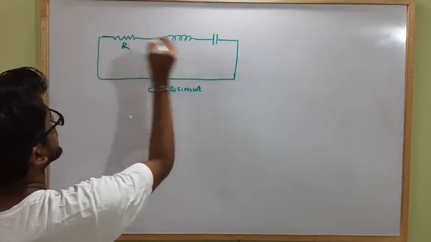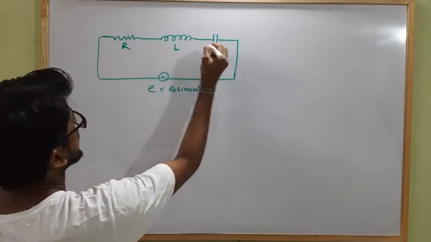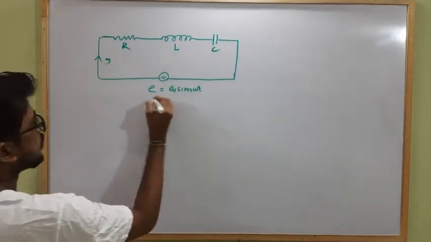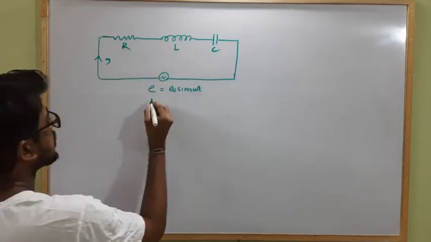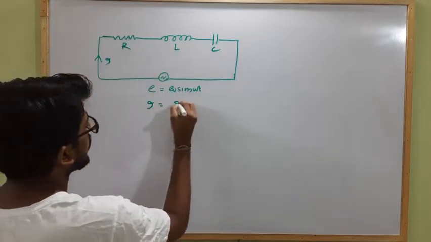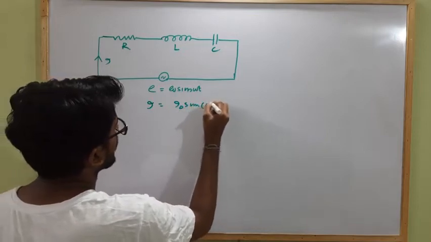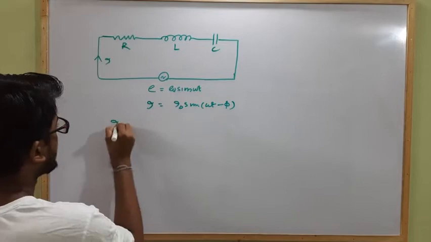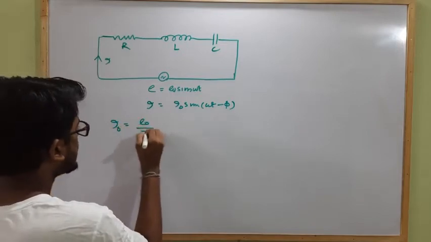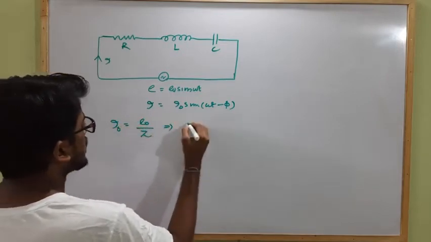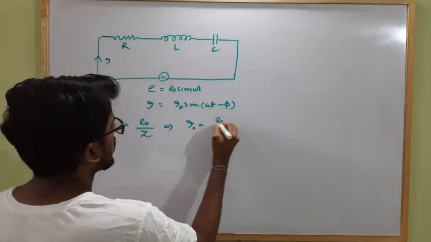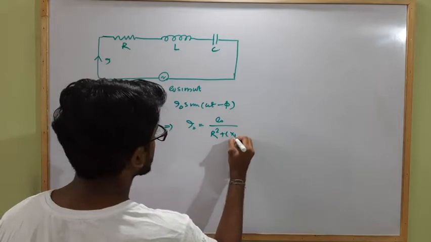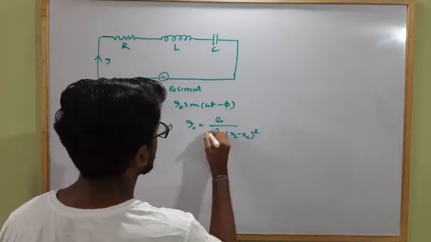Then if the resistance is R, the inductor has inductance L, the capacitor has capacitance C, and the current is I. So we know that if E equals E naught sin omega t, within this circuit I will be I equal to I naught sin (omega t minus phi). We already studied this. And what is I naught? I naught equals E naught by Z. What is Z? Impedance. Its value is the square root of R square plus (XL minus XC) whole square.